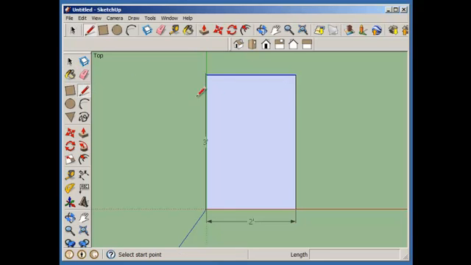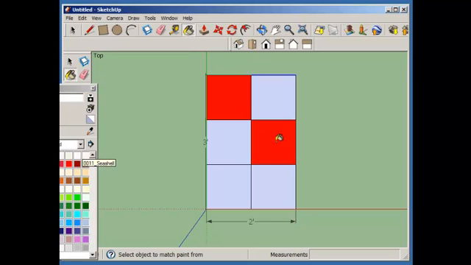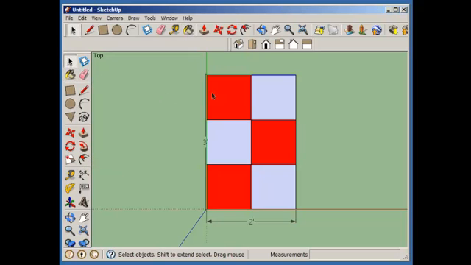Now I'm going to use the line tool to draw a grid on this rectangle so we can talk about area and perimeter. Notice that we have 6 squares. And I'm going to color a couple of these so we can look at the dimensions here. So for area, we have 1, 2, 3, 4, 5, 6 square feet.